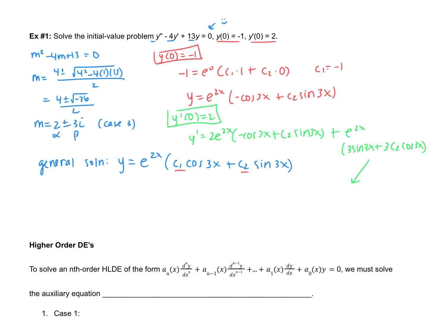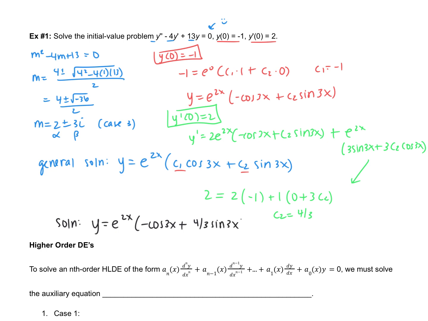So now substituting in, we get 2 is equal to 2 times negative 1, add 1 times 0, add 3c2. And so if you trust me, you get c2 to be 4 over 3. So finally, our solution is y is equal to e to the 2x times negative cosine of 3x, add 4/3 sine of 3x.